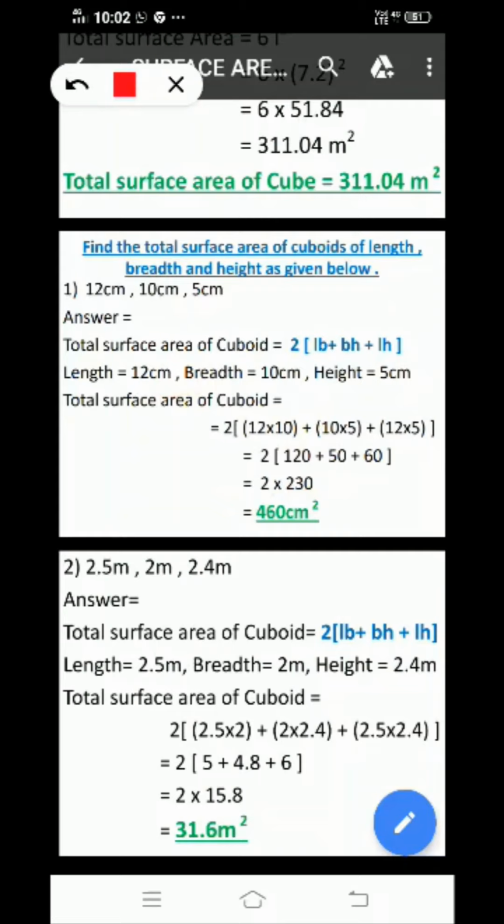2 into, length is 2.5, breadth is 2, plus, in a bracket, breadth 2 and height 2.4, again plus in a bracket, length 2.5 and height 2.4. Simply you have to do the multiplication.